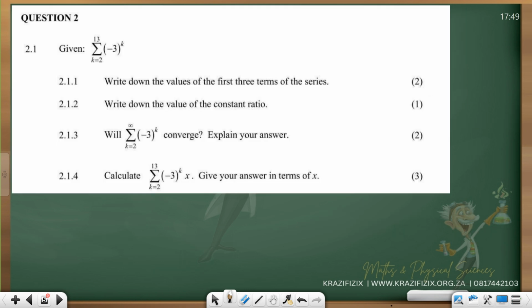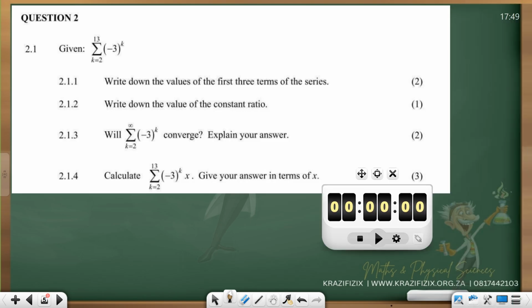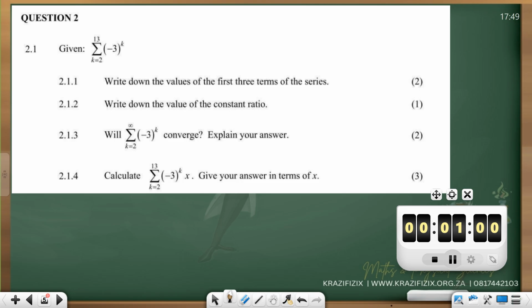Oh, beautiful. Sigma notation. Guys, quickly. Can you do 2.1.1 for me? You have 1 minute. Let's move like that. 2.1.1. Write down the values of the first 3 terms of the series. 1 minute so that we can do corrections immediately. And this is the time you should spend in an exam on this question. Don't spend it as if you are going to shop. Just use your calculator and you are done.